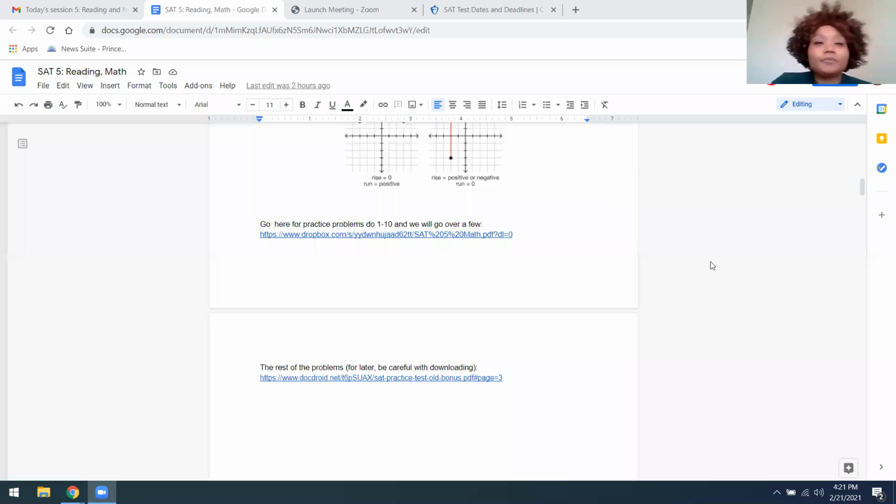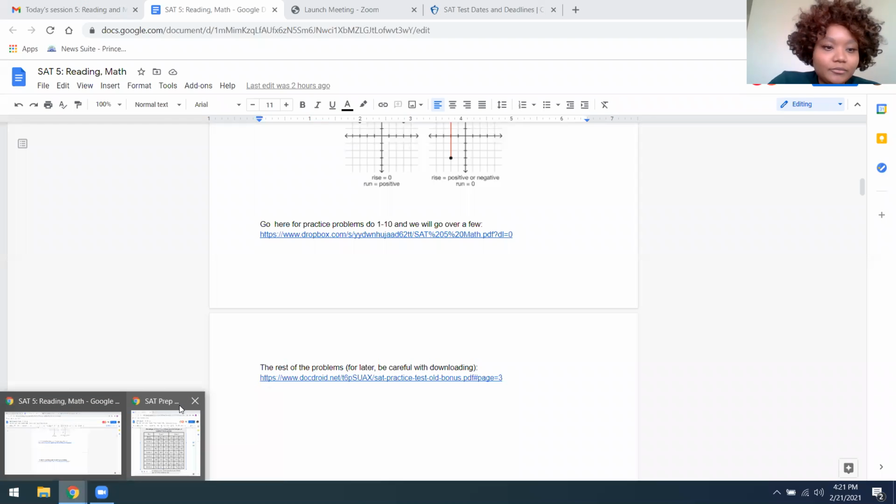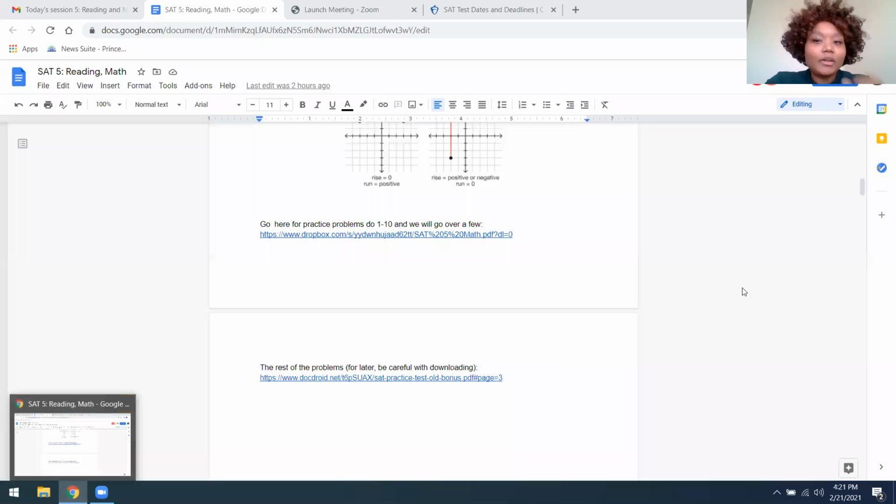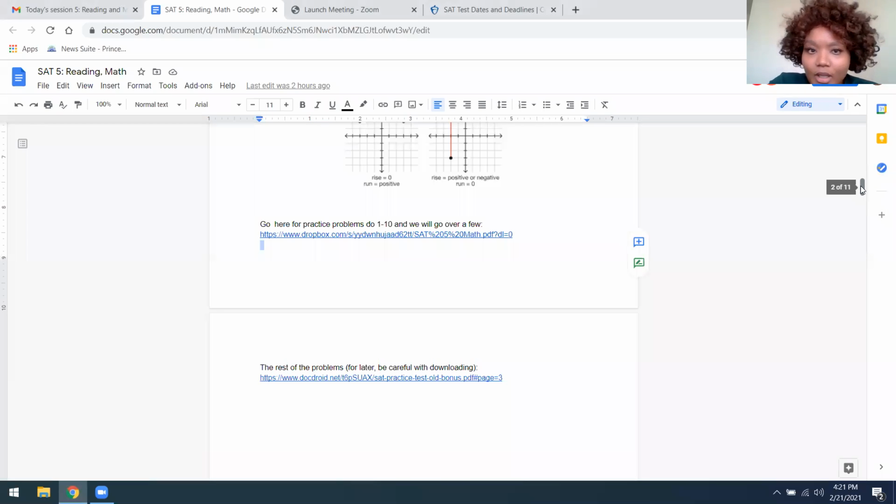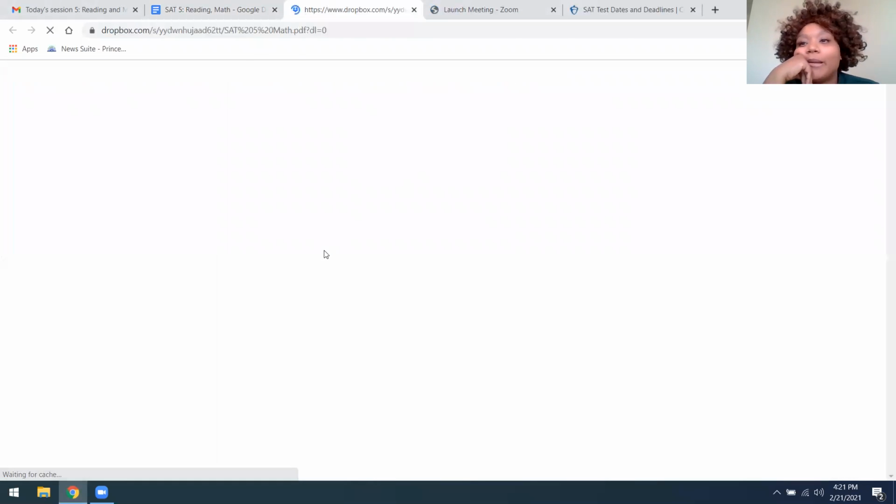Sorry, let me share my screen. Sorry about that. Forgot I stopped sharing my screen. Okay. This is the one labeled SAT 5. Go to the Dropbox link. Let me know if you can't access it.